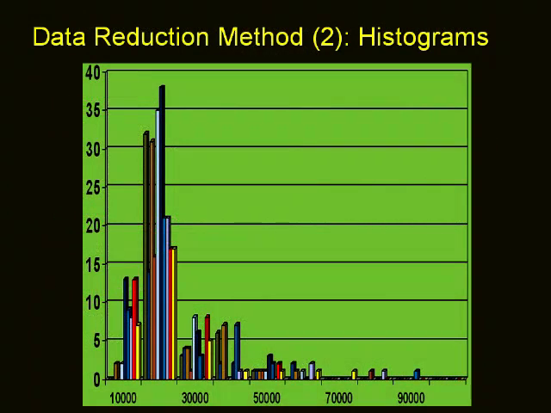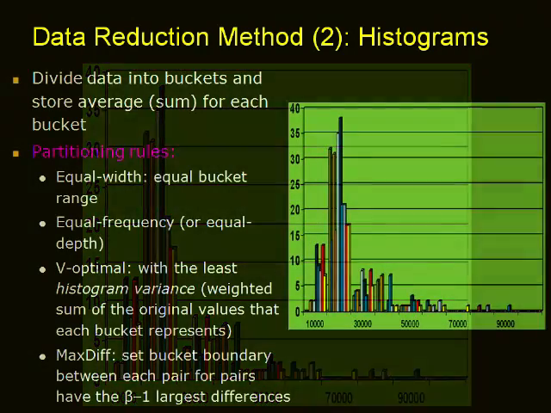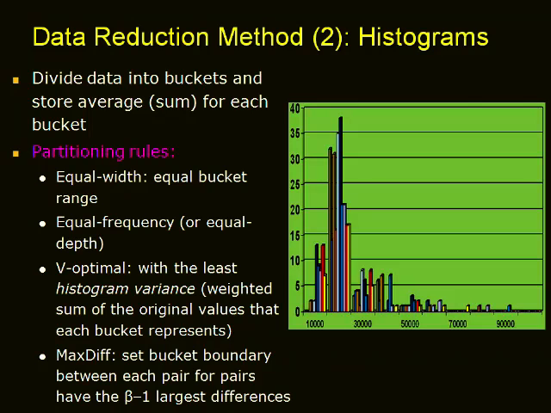Another kind of data reduction method which belongs to the non-parametric category is known as the histogram. Histograms divide the data into buckets and store the average for each bucket. Of course, we can use either equal width partitioning or equal frequency partitioning. Equal bucket range is taken in the case of equal width partitioning, whereas in equal depth partitioning we use equal frequency, based on the occurrence of values.